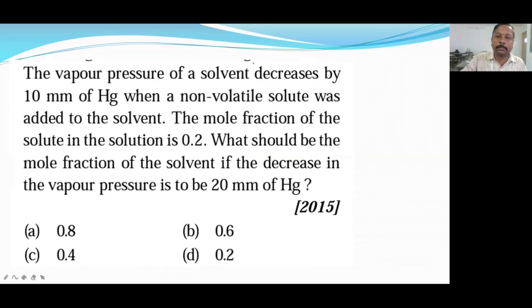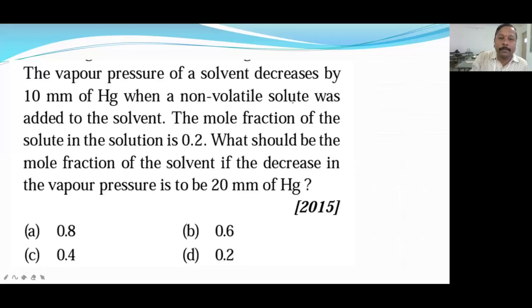Next question. Vapor pressure of solvent here. These are very problematic words. Decreases by means whatever the value is there, that much is reduced. Don't take this as the final. When a non-volatile solute is added, the mole fraction of solute is 0.2. So decreases by, how to convert it into equation form: P naught minus PS is equal to 10. X solute is equal to 0.2.